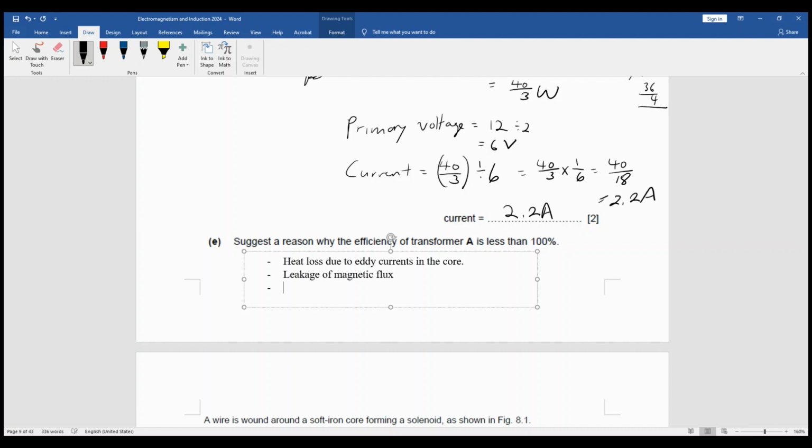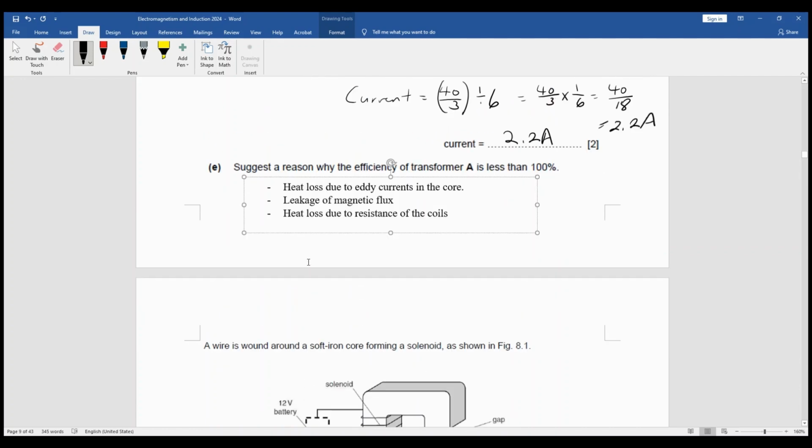Okay. One more I remember. Resistance of the coil, because we are assuming that it's a wire, it has very low resistance, it has zero resistance, but that's not true. So there will still be heat loss. Heat loss due to resistance of wires of the coil. We all know this is copper wires of the coils. So any one of that is good. You can just use eddy current. I think that's the easiest. Okay, so that's the reason.